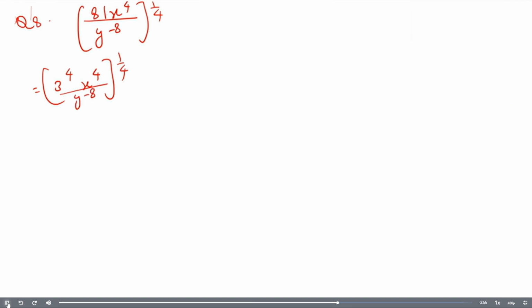81x to the power 4 divided by y to the power minus 8, the whole power 1 by 4. 81 is equal to 3 to the power 4, into x to the power 4, the whole power 1 by 4, divided by y to the power minus 8, the whole power 1 by 4. This is equal to (3x) whole power 4 into 1 by 4, divided by y to the power minus 8 into 1 by 4. That gives 3x divided by y to the power minus 2.